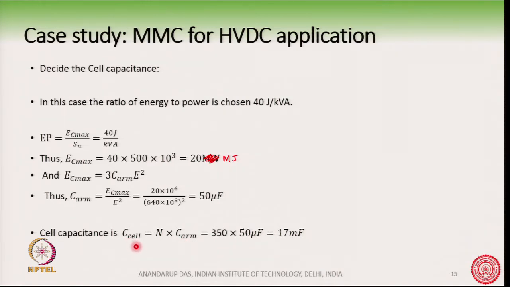So, C cell is n times the C arm, and if there are 330 cells and we have 50 microfarad, a value of roughly 16 millifarad will come. Around 16 to 17 millifarad of cell capacitance will be required.